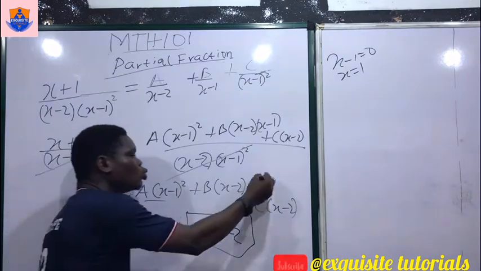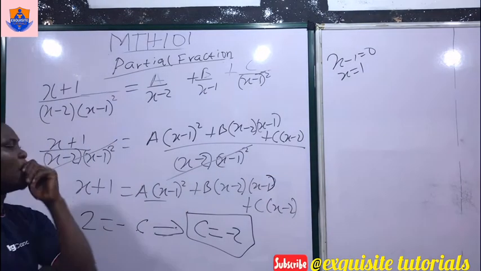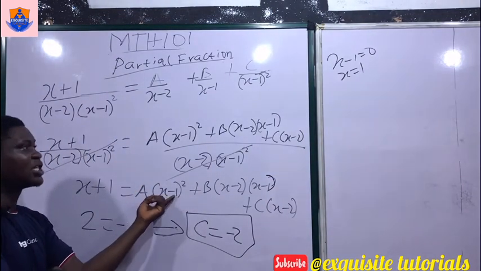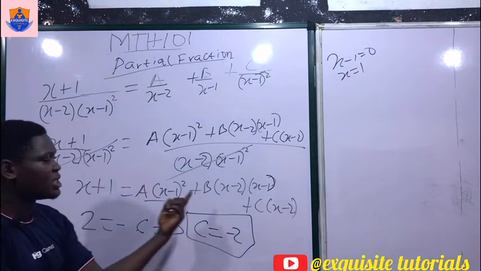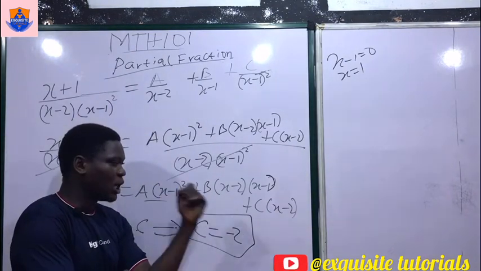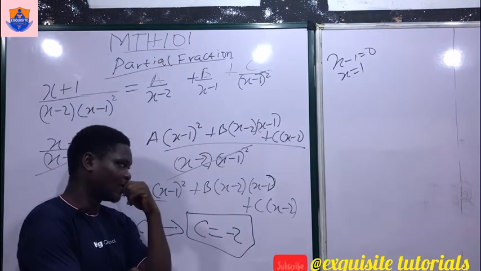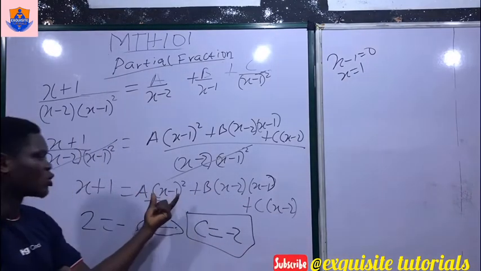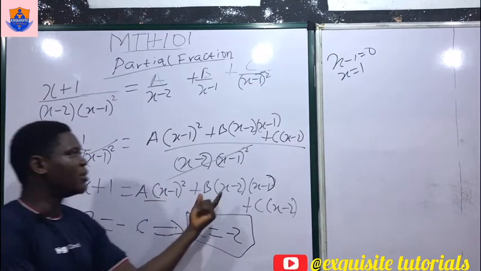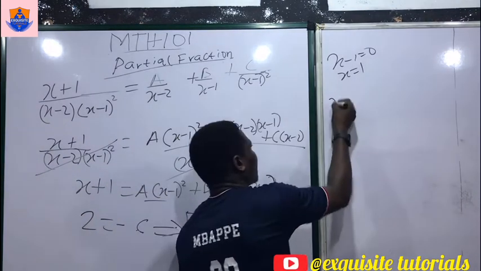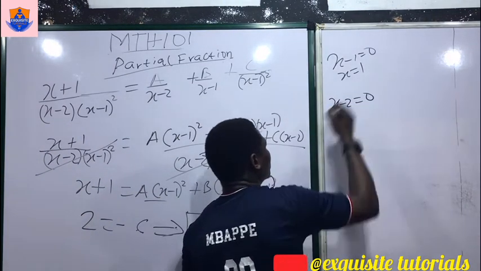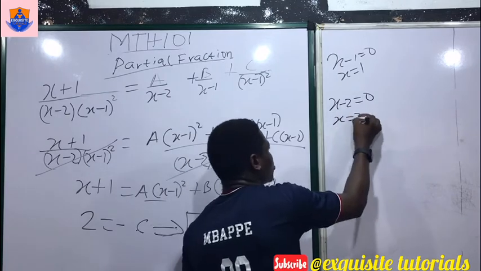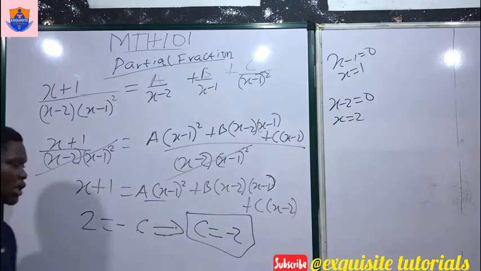Now what do we do to get the others? Now I have made x-1 to be 0. Now there is x-2 here and there is also x-2 here. What if I make x-2 to be 0 since there is no x-2 here? Now if I make x-2 equals 0, I'll get x is equals to 2. So let me impute x as 2.